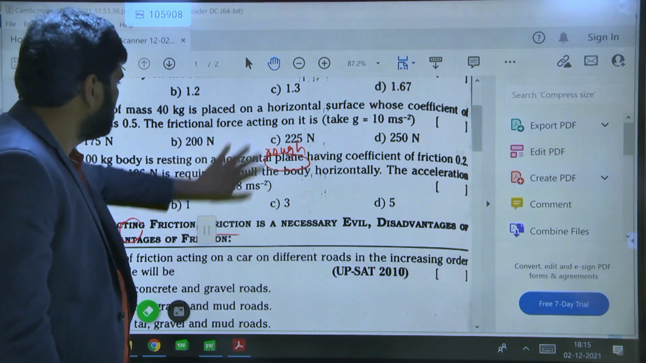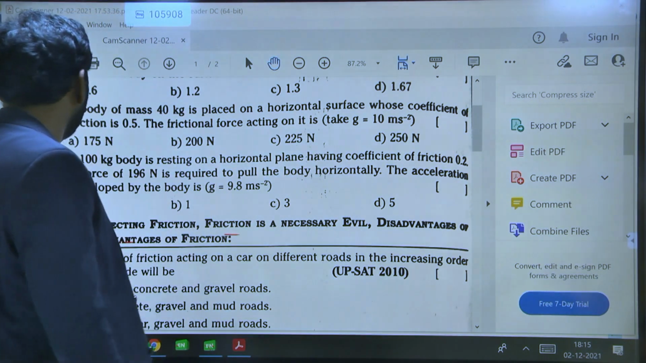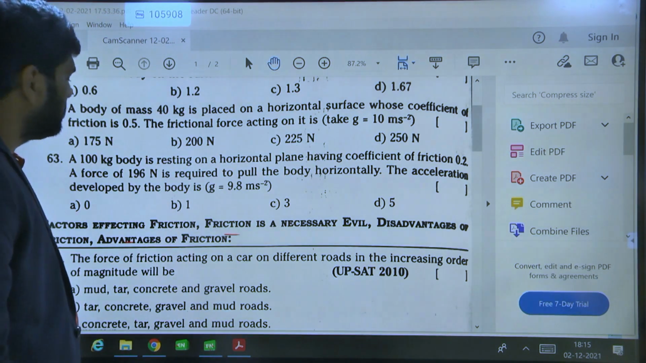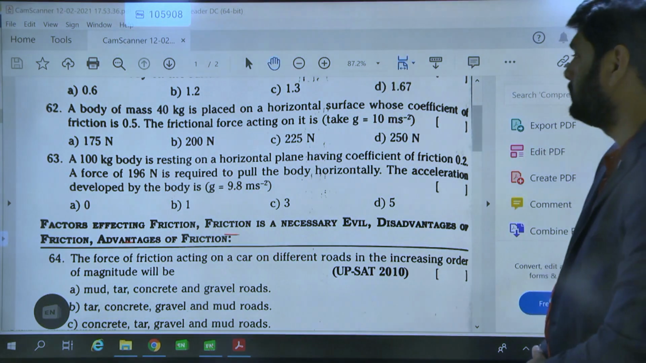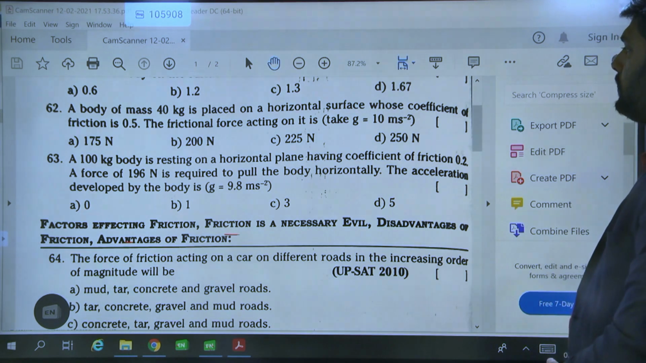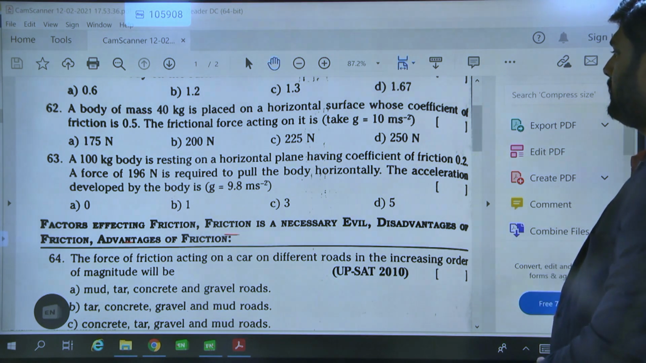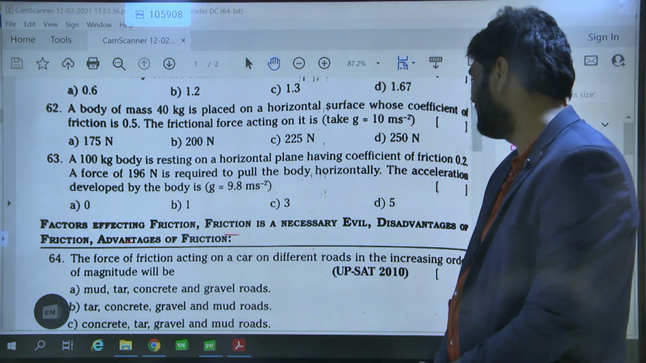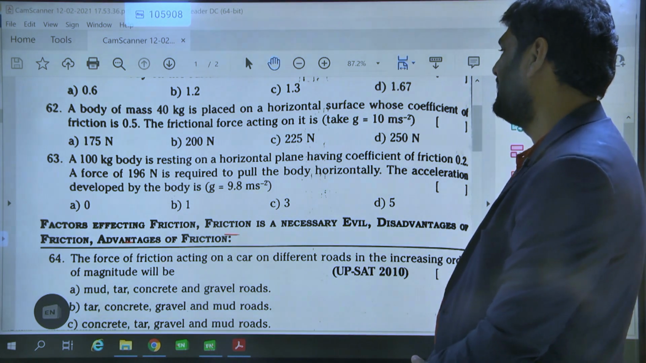A 100 kg body is resting on a horizontal plane having coefficient of friction 0.2. A force of 196 newtons is required to pull the body horizontally. The acceleration developed by the body is... g is equal to 9.8 meter per second square.